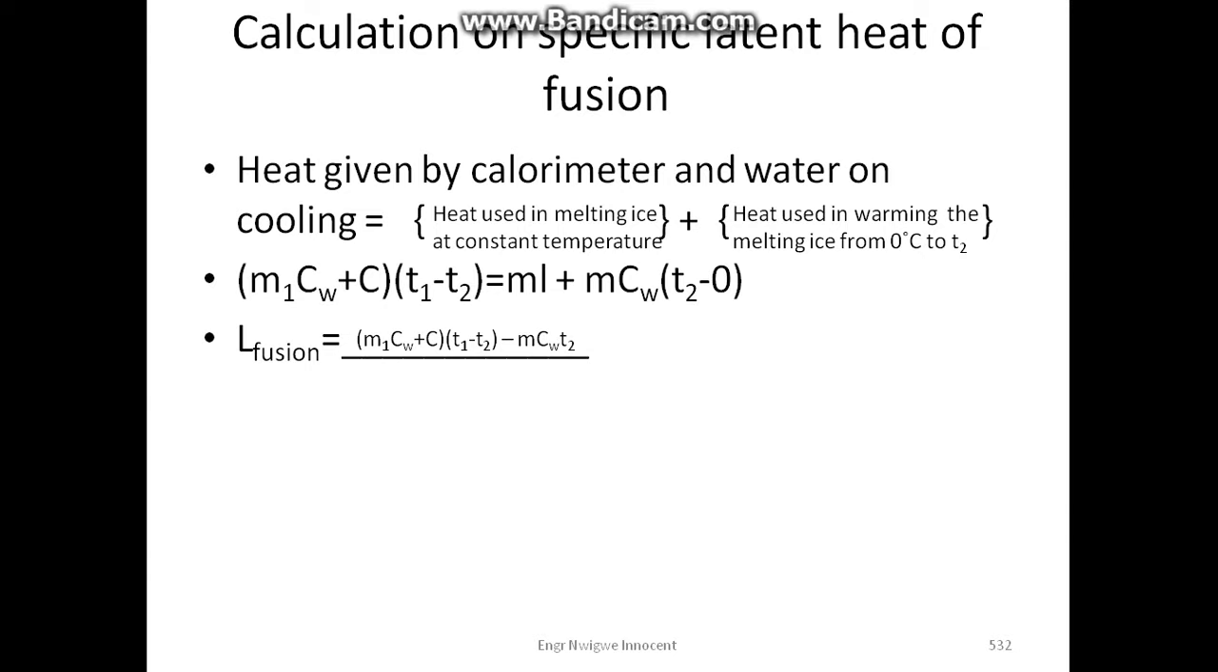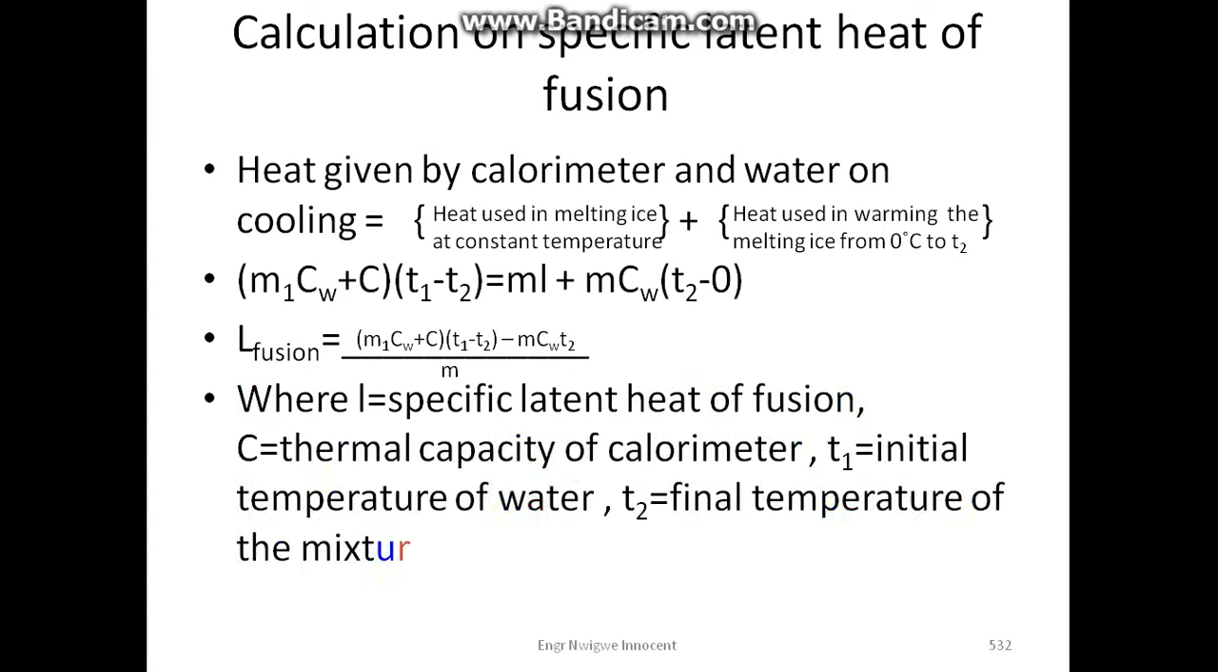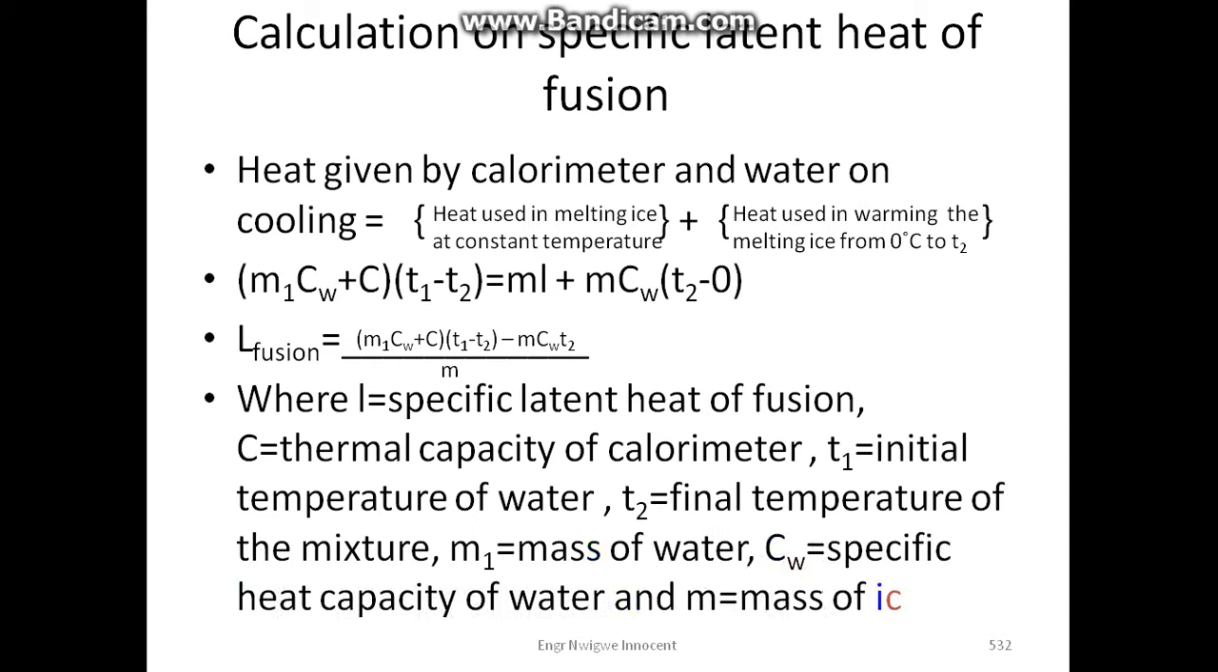m Cw T2] all over m, where L is the specific latent heat of fusion, C is the thermal capacity of the calorimeter, T1 is the initial temperature of water, T2 is the final temperature of the mixture, M1 is the mass of water, Cw is the specific heat capacity of water, and m is the mass of ice.